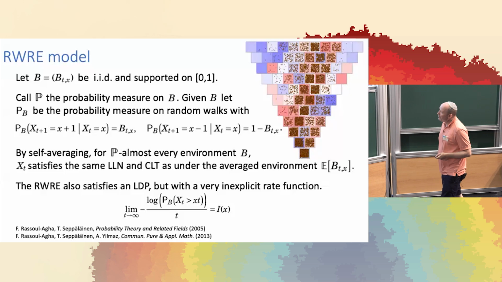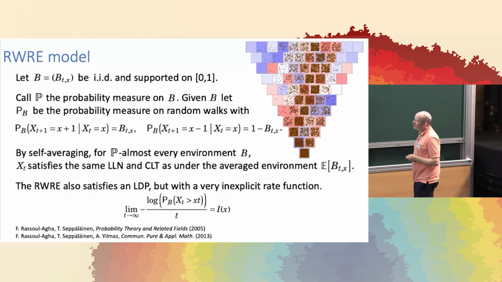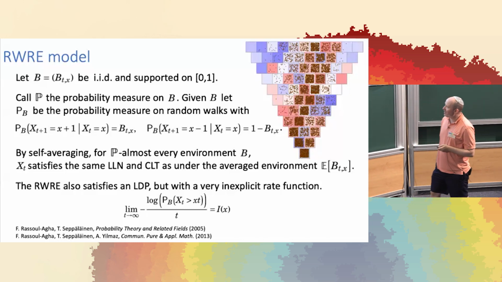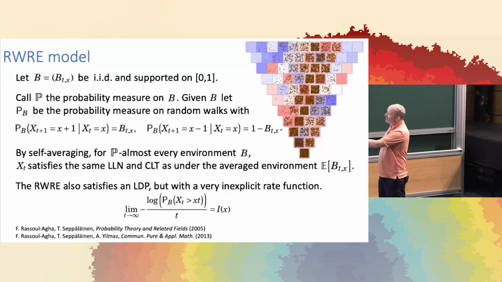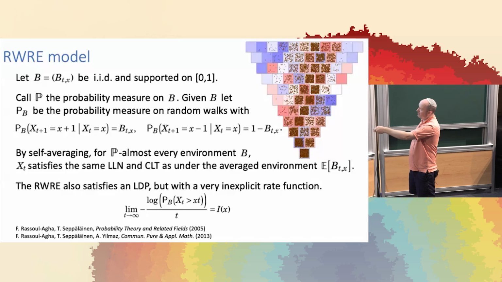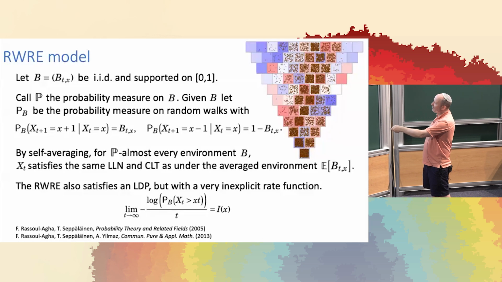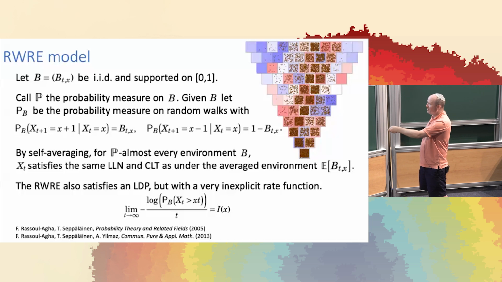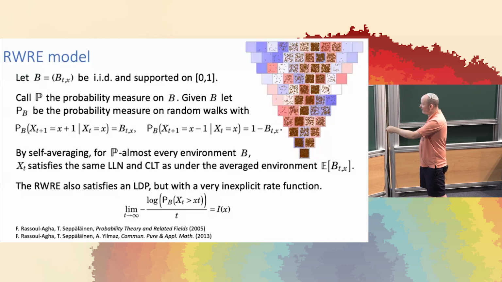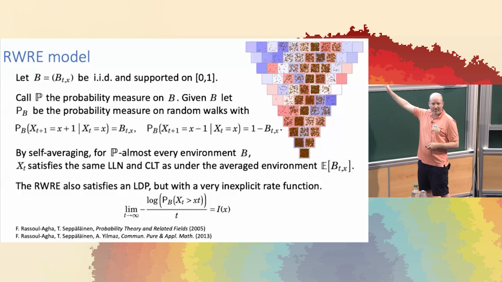Now, moreover, you can show, and this is shown in these works, that the random environment model also satisfies a large deviation principle. So given an environment B, sampled according to this law, boldface P, if I ask the probability that I go faster than velocity little x, that will decay. So I take the log, I divide by t, I put a minus sign. It will converge to a constant, I of x. And this is a constant that is actually not random. Okay? So the large deviation rate is not random.